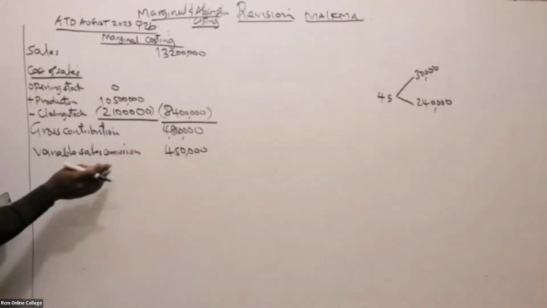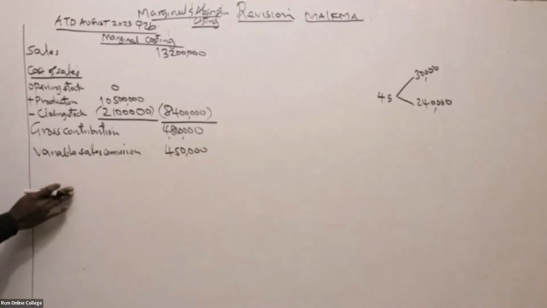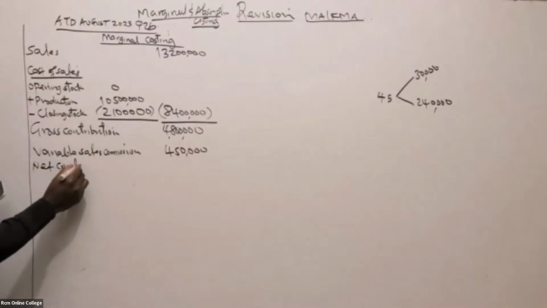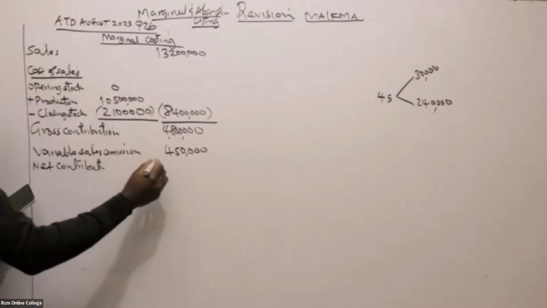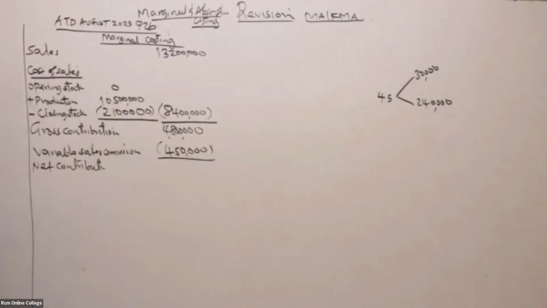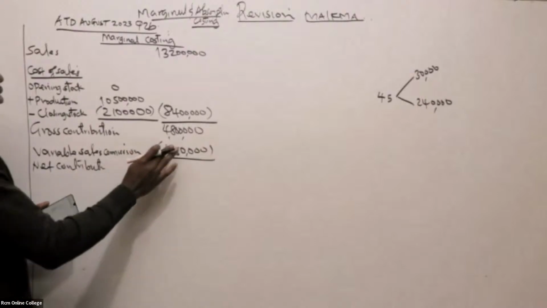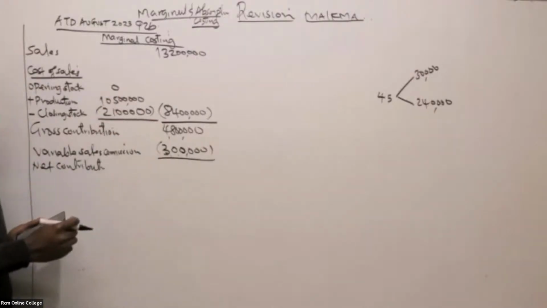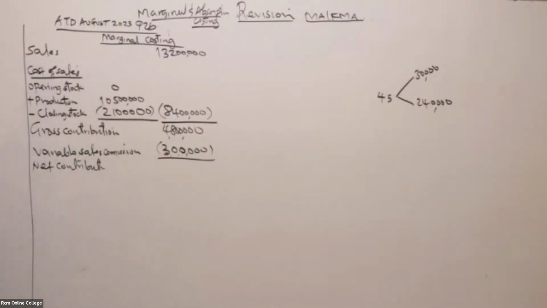Now, when I deduct variable expenses, or the variable and production expenses, from my gross contribution, whatever you'll be getting is called the net contribution. So we cannot talk about net contribution if that is the only variable expense. So 4 million minus 450,000 gives us how much? I'm told it is 300,000, not 450. Sorry for that, 300,000. So what is now our net contribution?